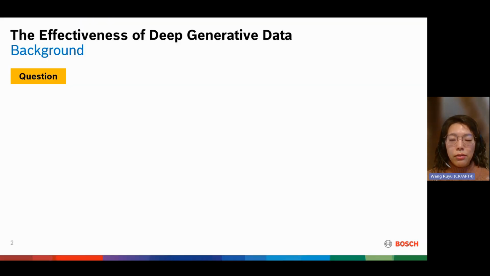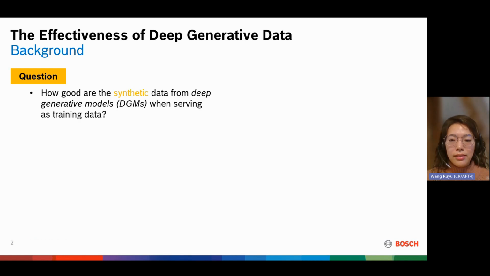Let's have a look at the background of this work. What's the question here? Recently, I think everyone has noticed the new breakthrough on generative models, which enables people to access high-quality synthetic data in many ways. However, here we are curious about one thing. That is, how good are the synthetic data from deep generative models when serving as training data?